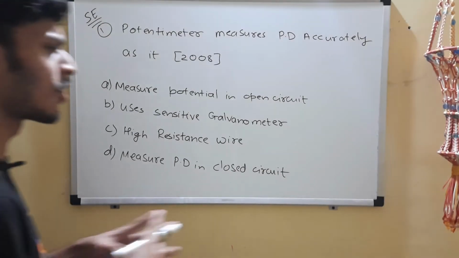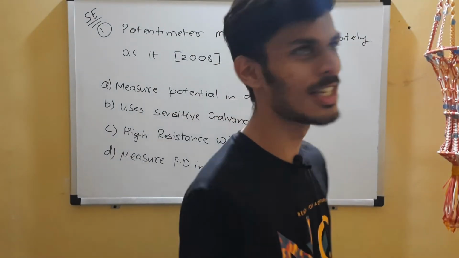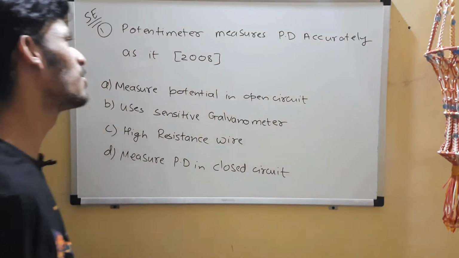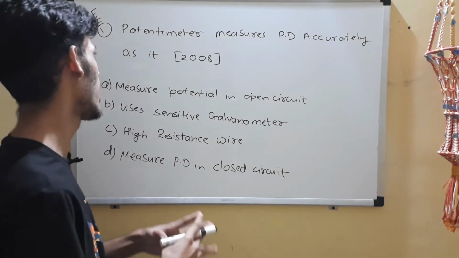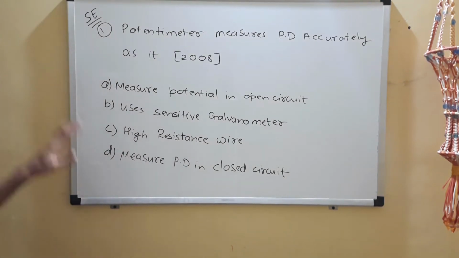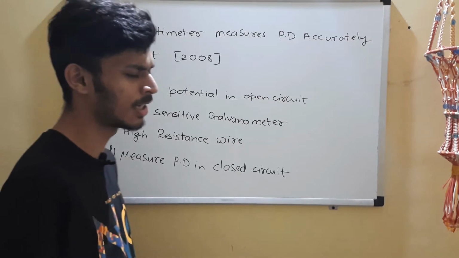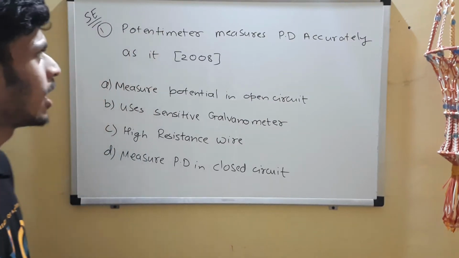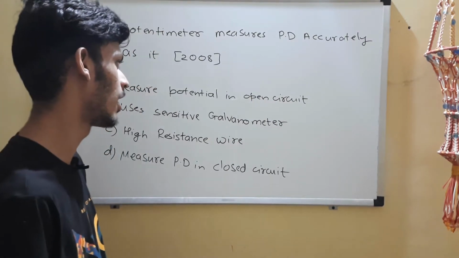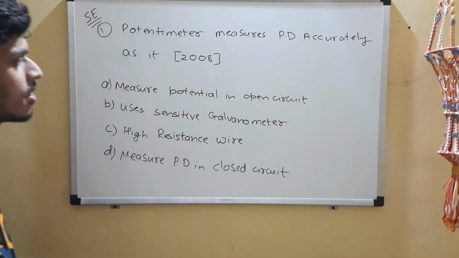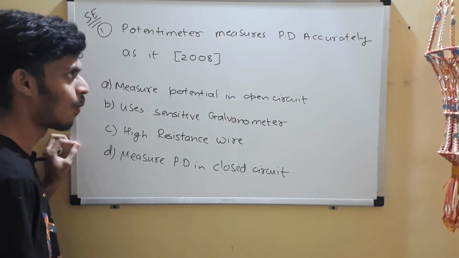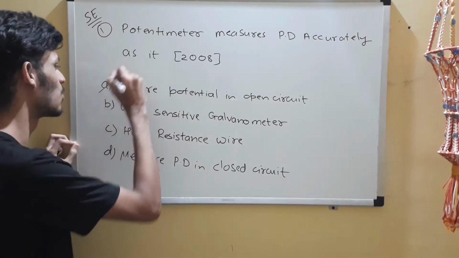Question 1 over here from the super easy category from 2008. In this question, potentiometer measures the potential difference accurately as it. Okay, so you have to select one correct option among this. In fact, it is a board level question. You can surely give it a try. Okay, you should be ready with your answer in 3, 2, 1. The correct answer over here is option A.